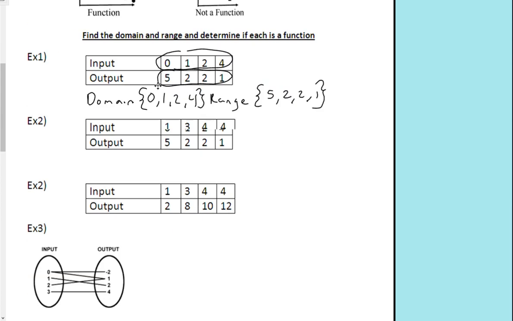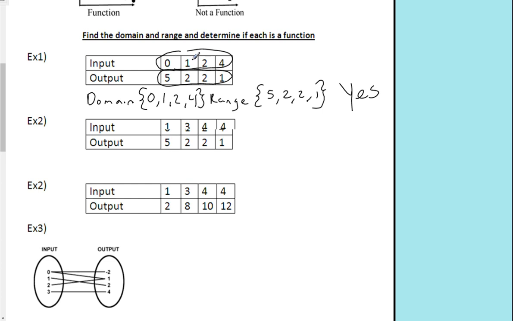So let's do this. I put a 0 in, I get a 5 out. I put a 1 in, I get a 2 out. I put a 2 in, I get a 2 out. You may be thinking right now, well, that's not a function. But yes, it is. I can't have two of the same inputs. I can have two of the same outputs, but I can't have two of the same inputs. So this is a function.